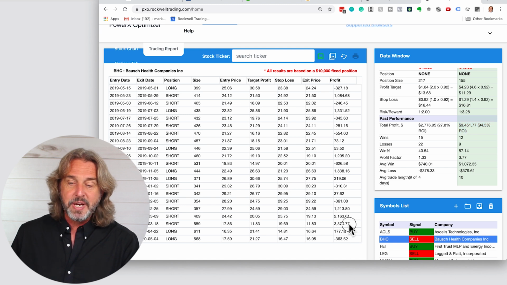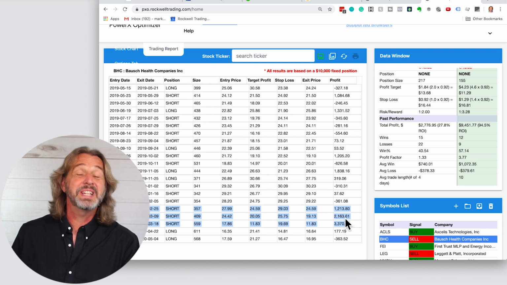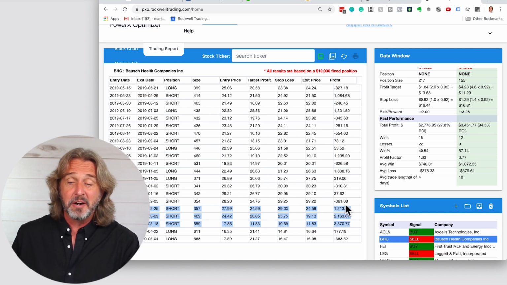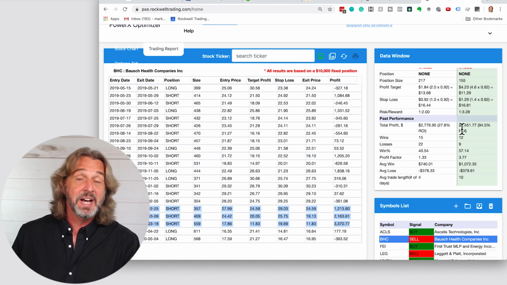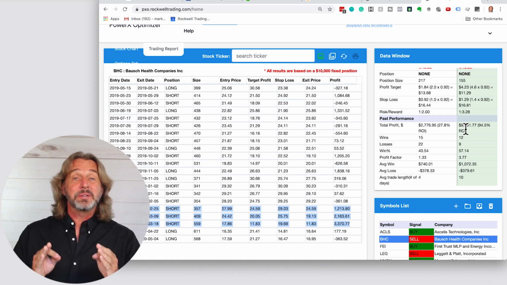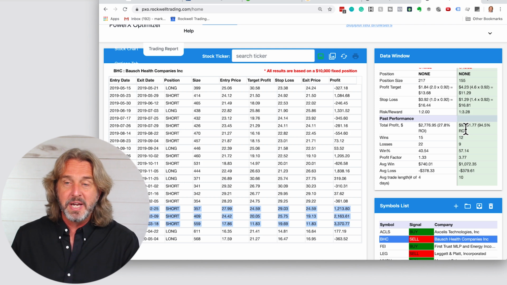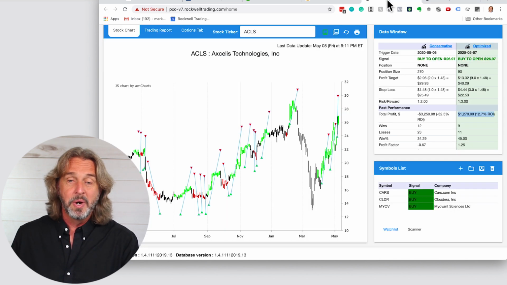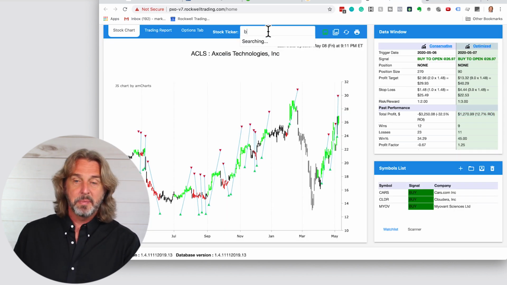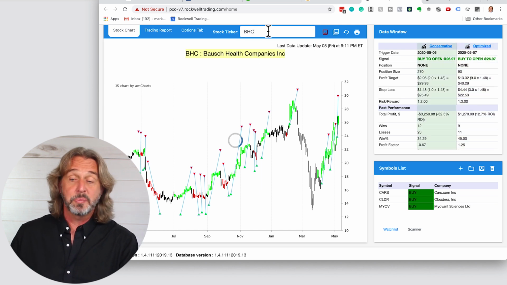$9,451, 3 trades happened during this crazy time. And these 3 trades are responsible for around $6,500, $7,000 of this $9,400. This is not normal market behavior. So let me show you what happens to BHC when I'm excluding this.